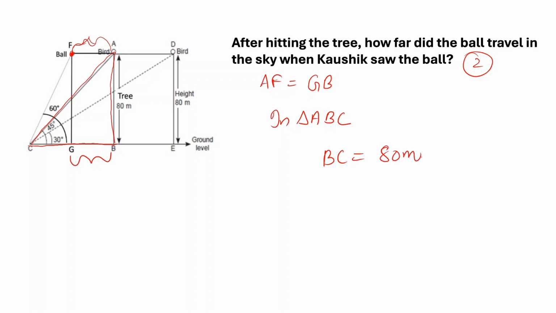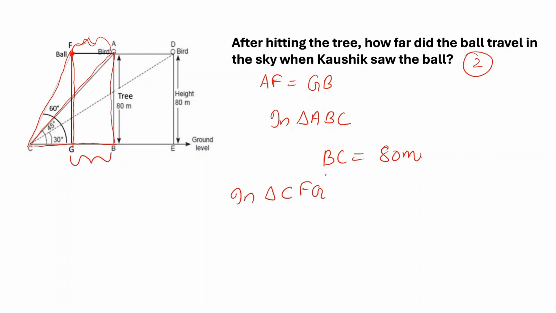And the second triangle is CFG. In triangle CFG, you can find CG. Then you can subtract CG from BC, and you will get GB.